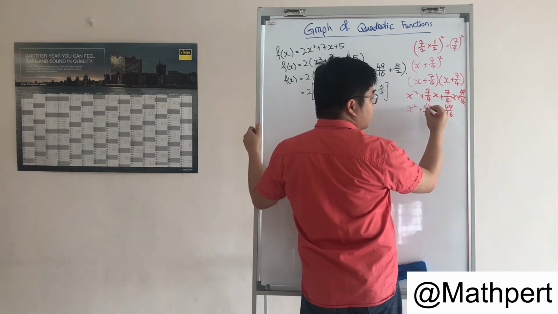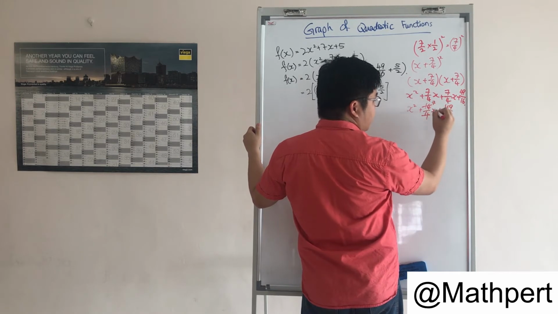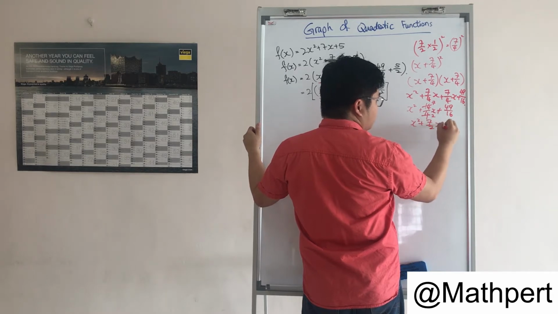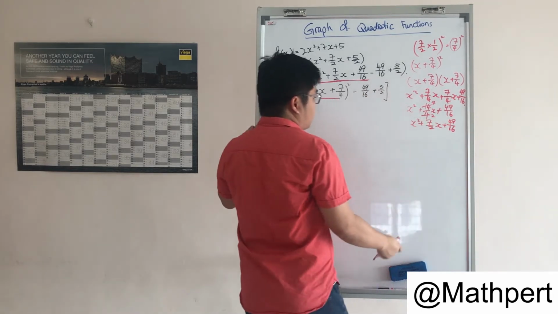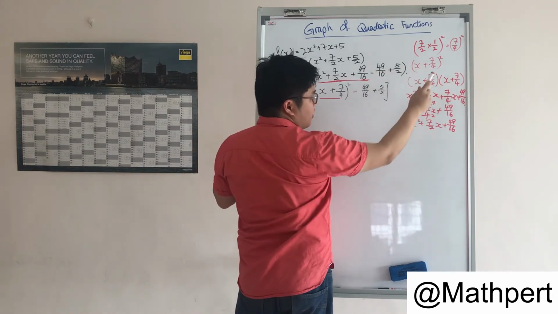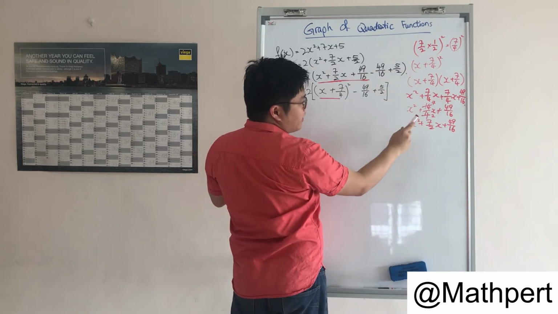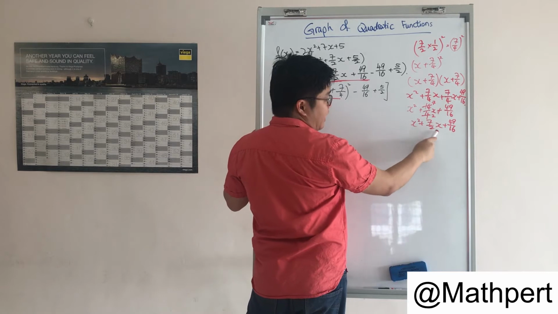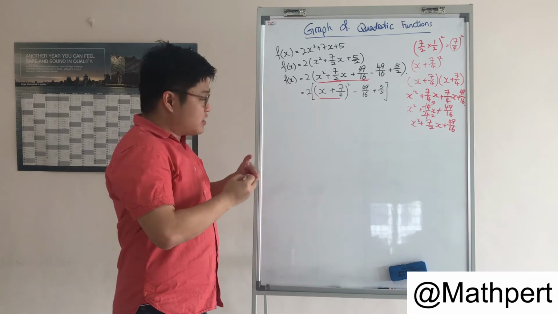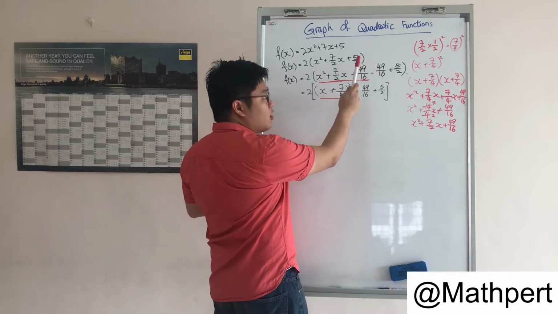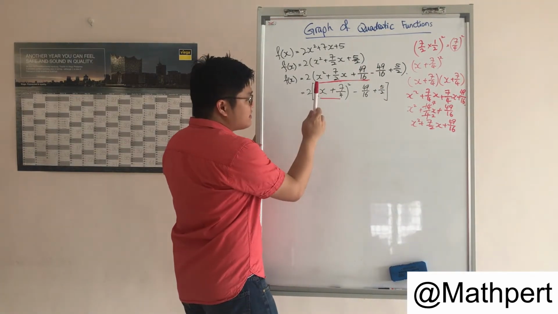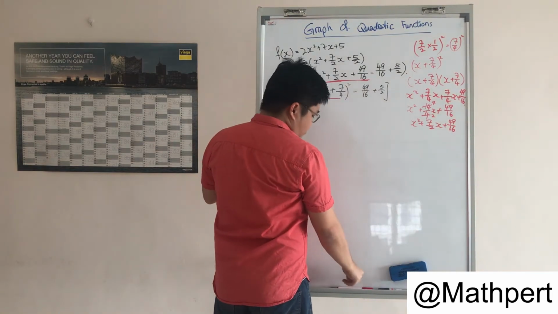Then 14 over 4 we can simplify by dividing by 2: this one becomes 7, this one becomes 2. So we get x squared plus 7 over 2 x plus 49 over 16. So from x plus 7 over 4 whole bracket squared, after expanding, we get x squared plus 7 over 2 x plus 49 over 16. That is the reason why we add 49 over 16 and minus 49 over 16, so that we can cancel it out. Then we add up these two.